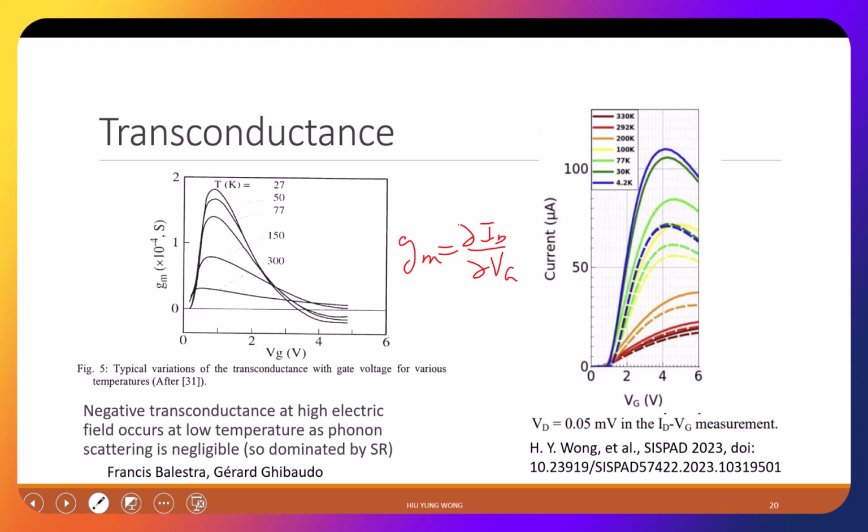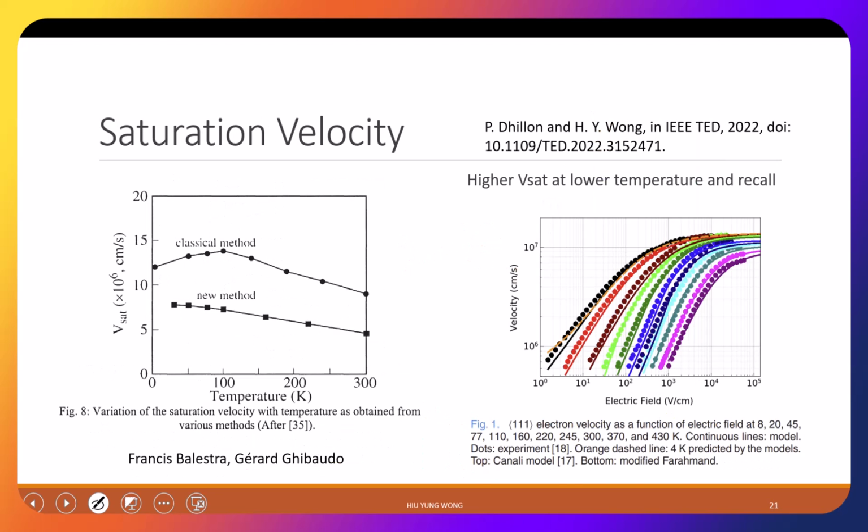But the interesting thing is that you will get negative transconductance. You see that the current decreases when I increase the gate voltage. So this is very interesting. This is our experiment, and this is other people's experiment. That is just because when you go to high electric field and at low temperature, you don't have phonon scattering. So the surface roughness scattering increases so much that you actually get lower current, right? So the mobility is reduced at high Vg, and then you have lower current, okay?